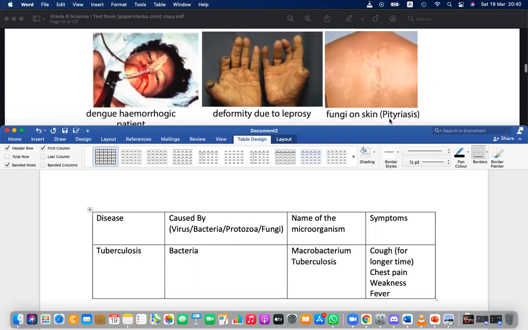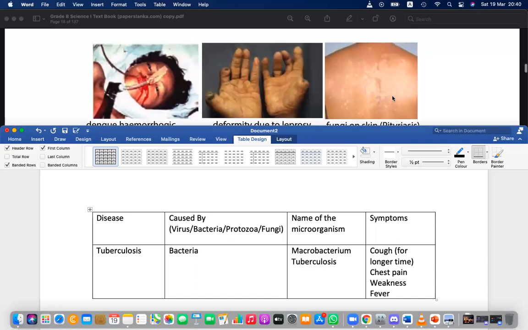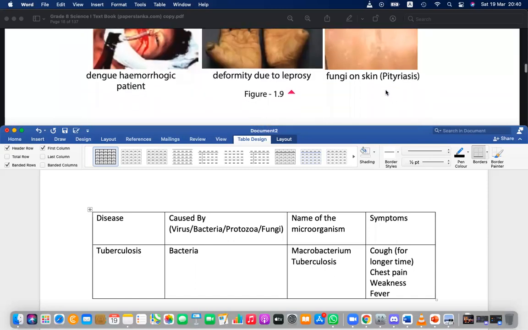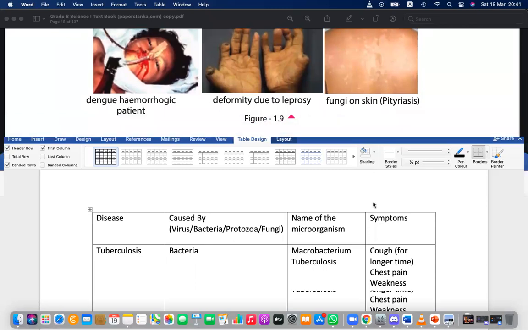This is another one, but this is a fungi. Fungi infection, you can see. So this is what you call pityriasis, right? So there is also a fungi infection. So if you are finished, I can just minimize this.